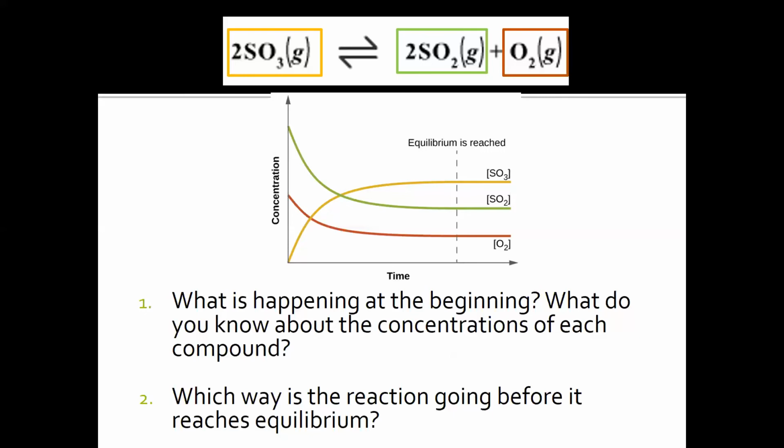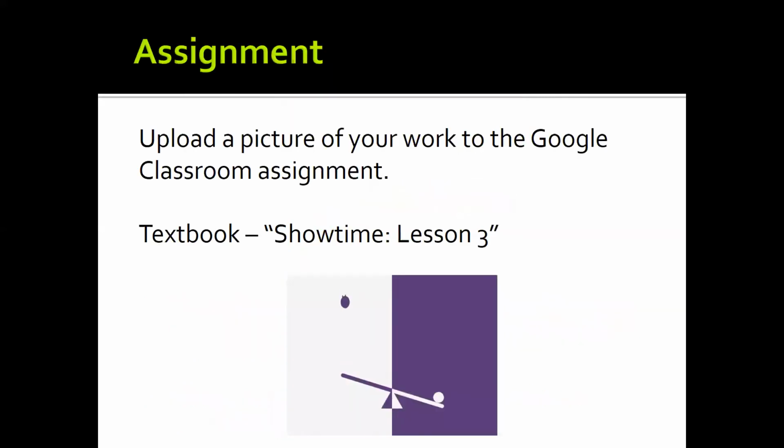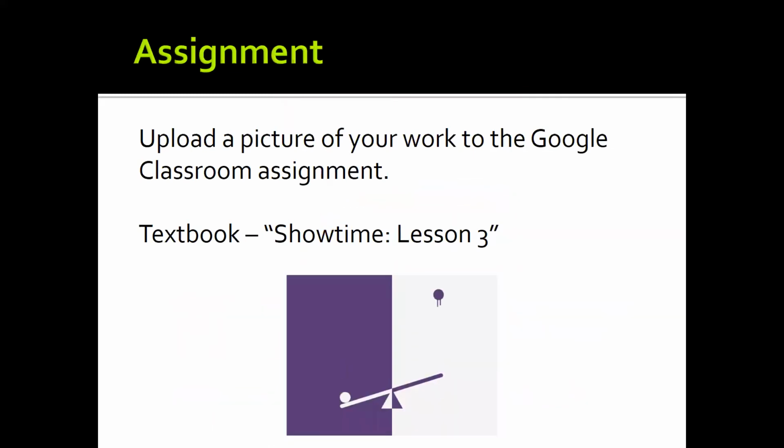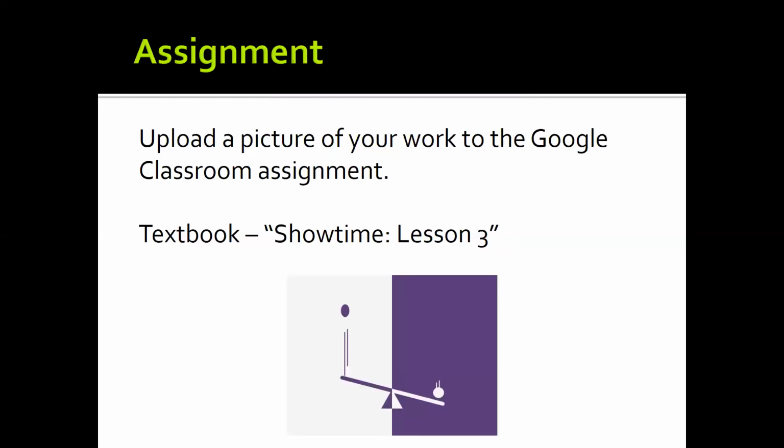So go ahead and hop on Google Classroom, upload a picture of your work to the Google Classroom assignment, and use the textbook Showtime Lesson 3. Showtime is the last section, the main section of the textbook. Lesson 3 is about equilibrium. Go ahead and use that if you have any more questions. And as always, use your pencil as a seesaw.